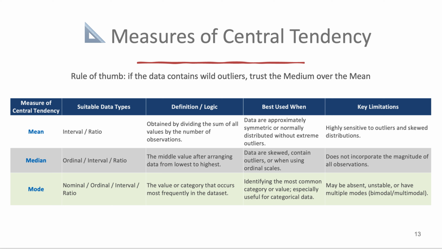So overall, each measure has its own strengths. The mean is great when the data is normal and balanced. The median is better when there are outliers. And the mode is useful for finding the most common response.